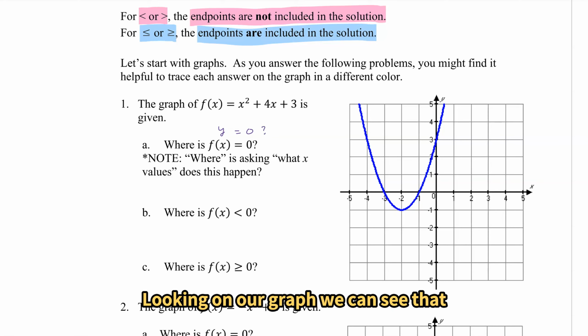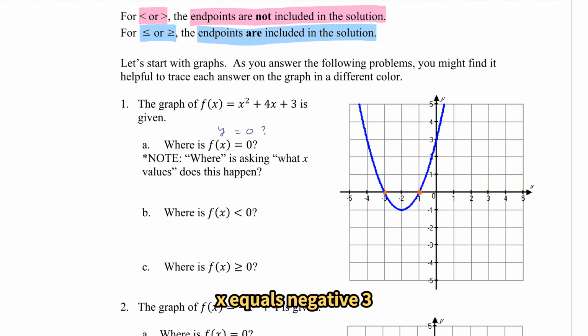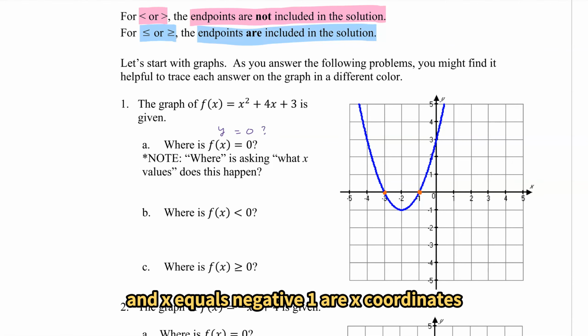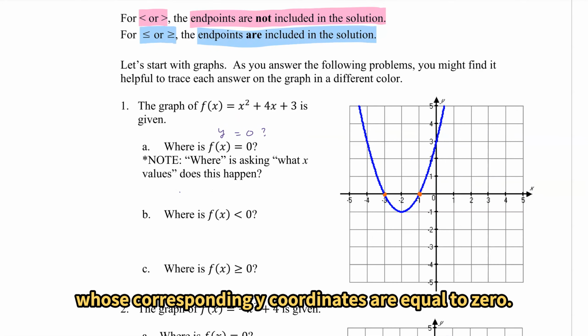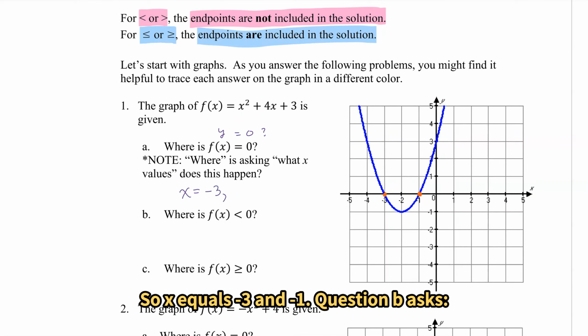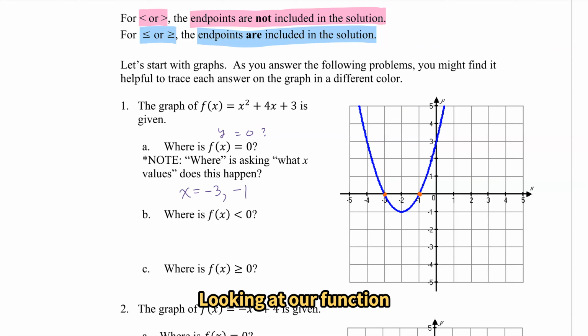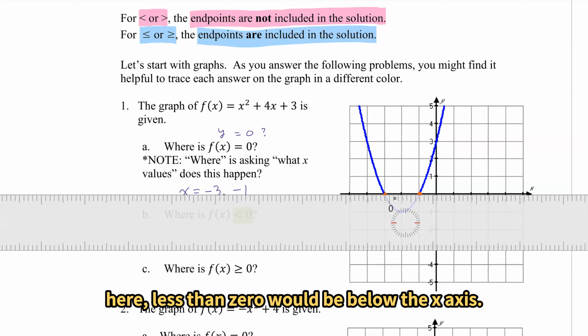Looking on our graph, we can see that x equals -3 and x equals -1 are x coordinates that are on the graph whose corresponding y coordinates are equal to 0. So x equals -3 and -1. Question B asks, where is the function less than 0? Looking at our function here, less than 0 would be below the x-axis.